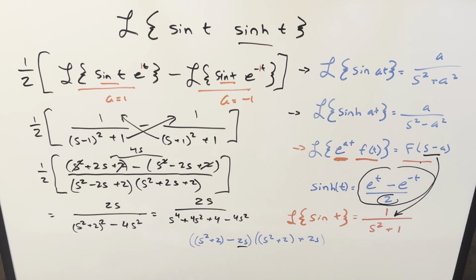I kind of missed this part in the previous video. I didn't simplify it all the way, so now I'm correcting my mistake in a way. Now the 4s squareds cancel here, and so for my final solution we just get 2s over s to the 4 plus 4, and that's it. Okay, there you go. The Laplace transform of sine t times sinh t. Thanks everyone for watching. Have a good day.